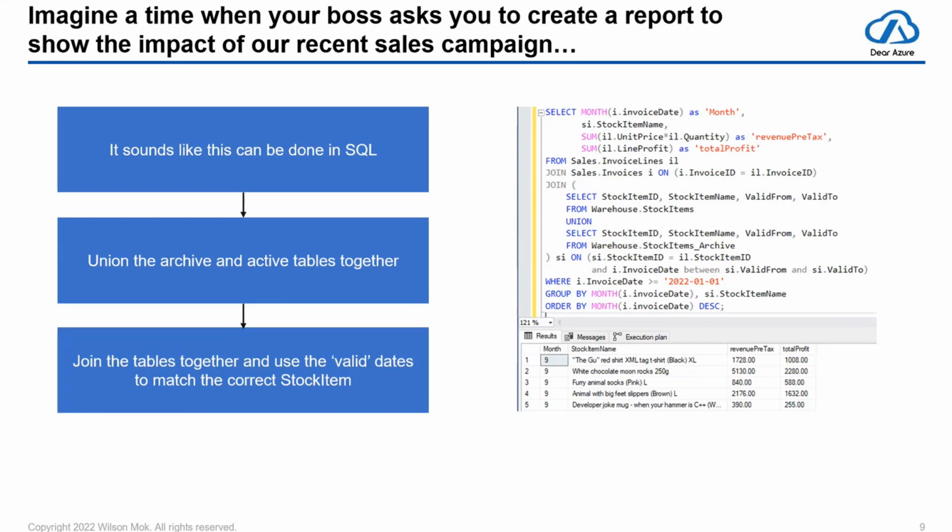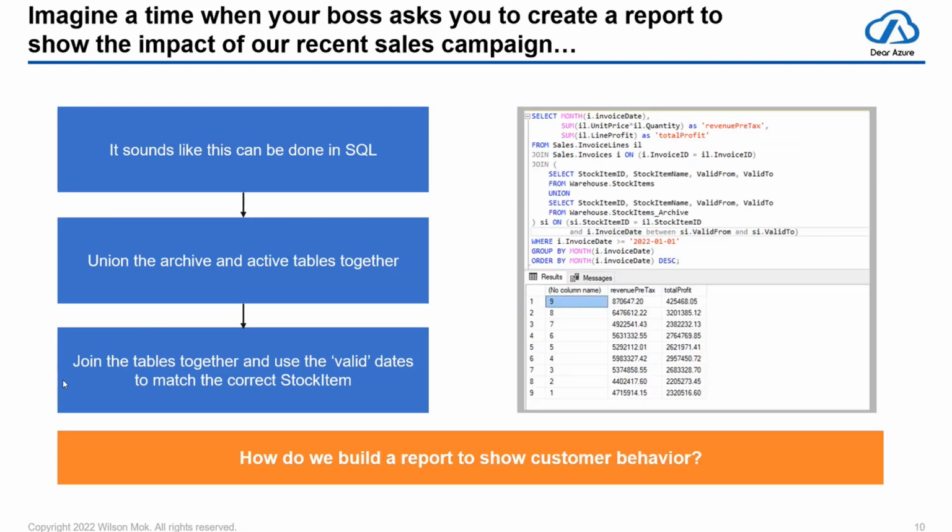So the next step would be for us to just join this union data set with various other tables that we need to produce a result, and we would be using the valid from and valid to date from the stock union table to locate the correct stock ID to do the join. So this query works great for what we need to do for this particular report.